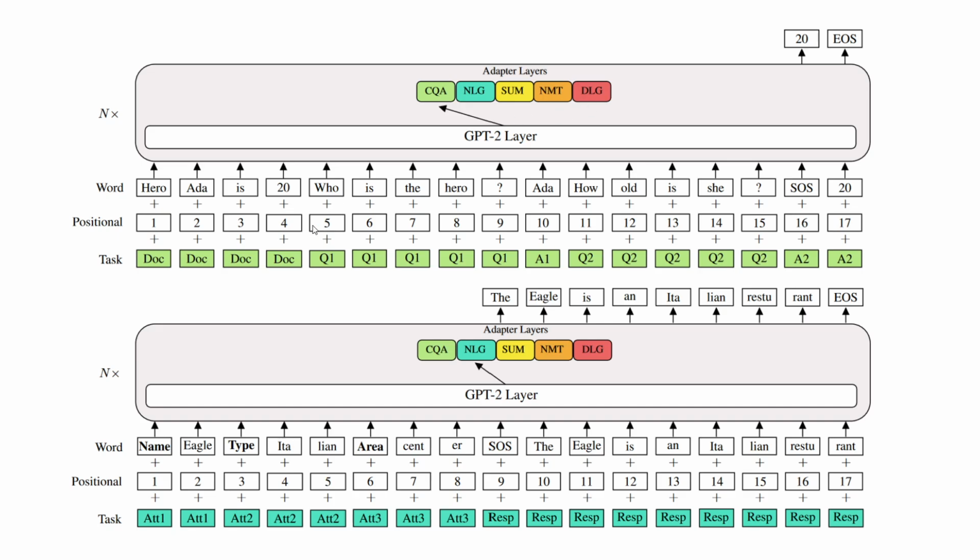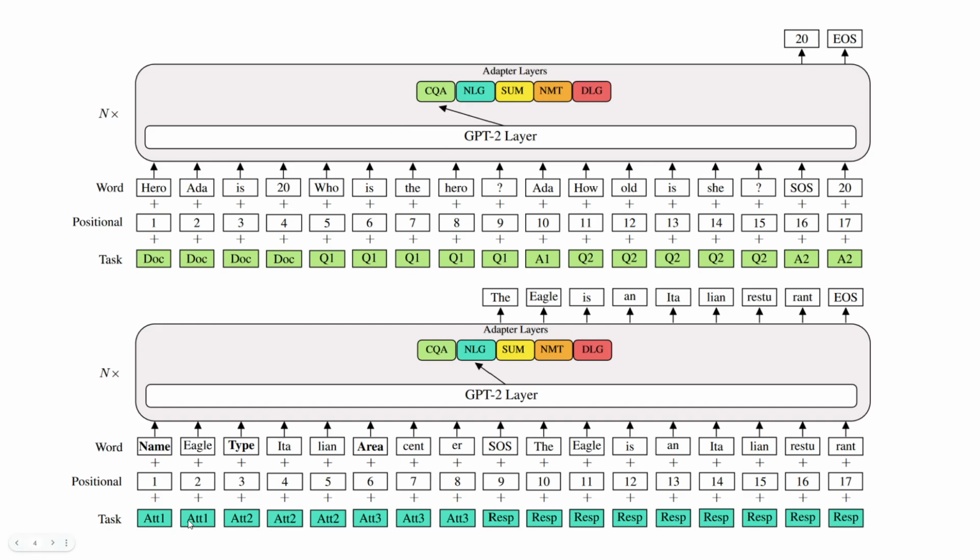For instance, this is a task where you have a document, then you have some tokens for a question, then you have an answer, then you have some tokens for another question, and then you have an answer. So if you look at this, the document is hero Ada is 20, and then question one is who is hero? The answer is Ada. Then the question is how old is she? And then the answer is 20. So you can see that in this case, the task embeddings relate to this CQA task. So we'll go over the task names later. But I hope this is clear.